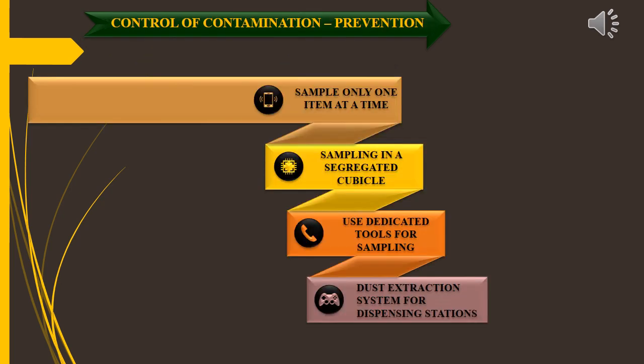Now let's discuss preventive measures for contamination. Firstly, sample only one item at a time to avoid contamination. Then sample in a segregated cubicle. Cubicle means a separate area for sampling. Then use dedicated tools for sampling, whichever tools are meant for sampling that particular sample. Then a dust extraction system for dispensing stations.